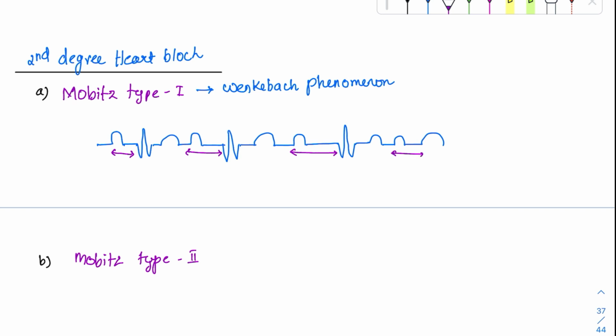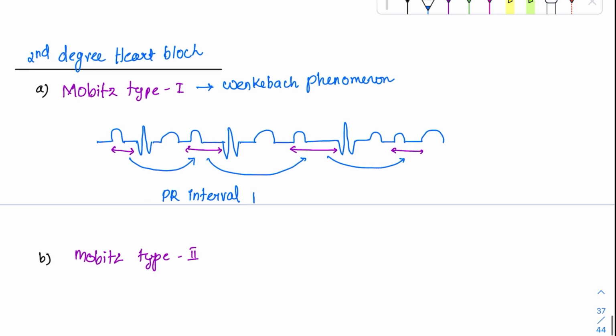So what has happened here? The PR interval is consecutively prolonging. It is prolonging and finally there is no QRS complex at all, like one QRS complex is dropped. So the PR interval keeps on prolonging, and finally it is not conducting one beat at all.